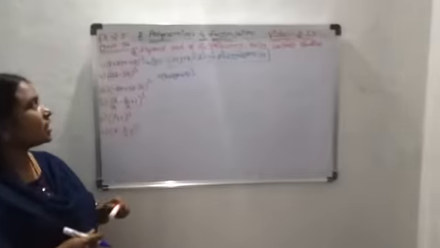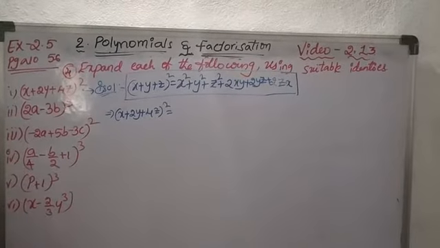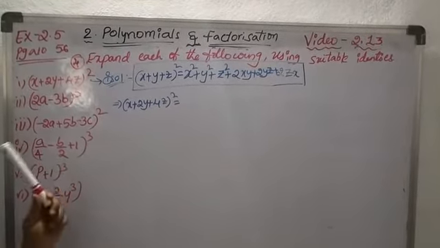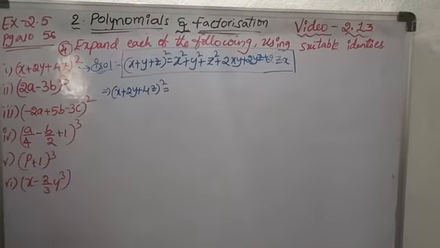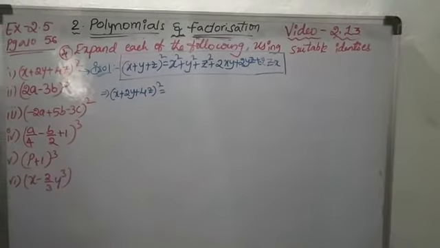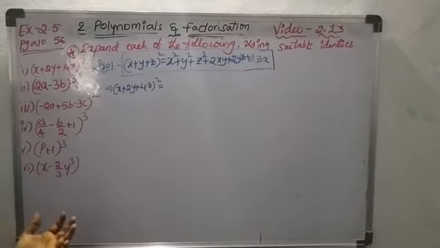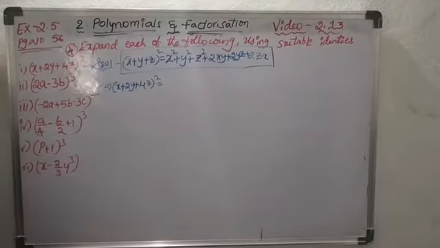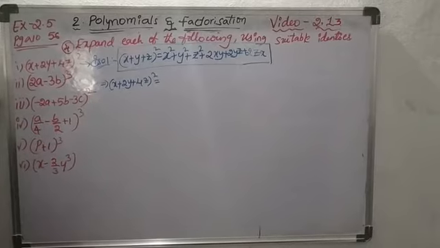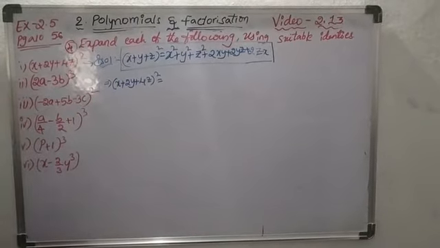Now today in our session, exercise 2.5 on page number 56, we have to deal with the fourth problem, that is, expand each of the following using suitable identities. In the previous class I already told you how many algebraic identities there are, and we have to solve the problems also. But here also we can use some algebraic identities to get the answer for these 6 problems.